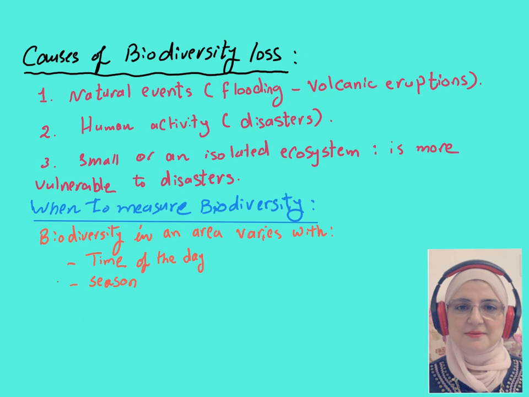Causes of biodiversity loss. Why might biodiversity be lost in an area? Due to many events, like natural events, flooding, volcanic eruptions, and also human activity like burning or destruction of forests, which cause disasters. A smaller and isolated ecosystem is more vulnerable to disasters. If your ecosystem is small, with few species occupied by living organisms, it is more vulnerable to being damaged by human activity or by natural events.